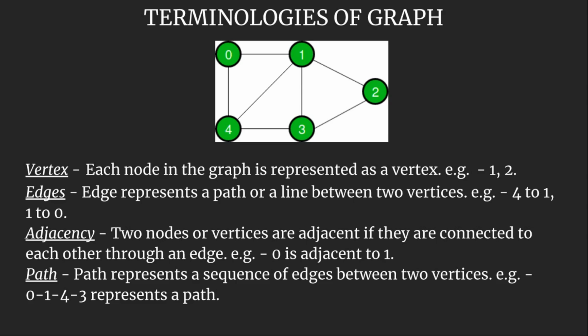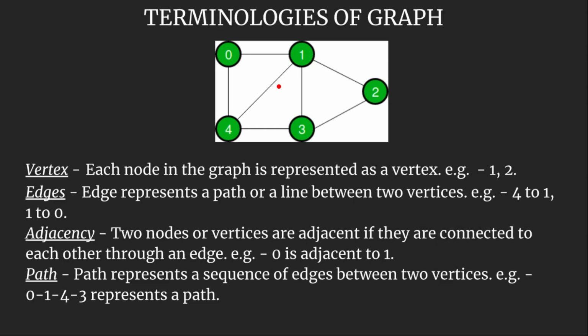The first terminology that we'll be knowing is vertex. Each node in the graph is represented as a vertex, and in this diagram 0, 1, 2, 3, 4, each of them is a vertex. Edges represent a path or a line between two vertices. Like there's this edge 4 to 1, 3 to 1, 2 to 3, 0 to 4. These are called the edges of the graph.